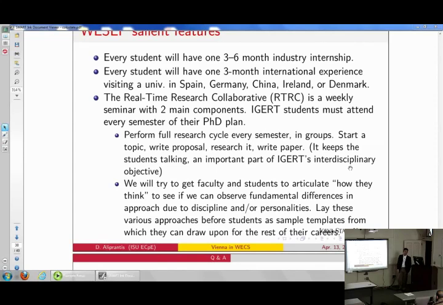That might be helpful because as a new PhD student, you need to do research. What does that mean? People do research in different ways. So this might be a way to help students learn how to do research.